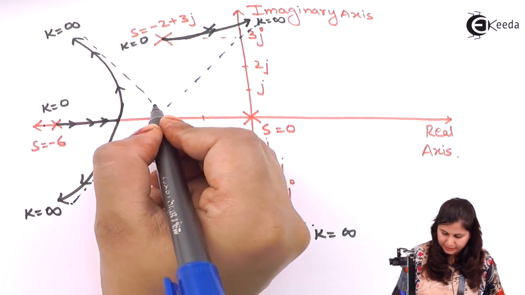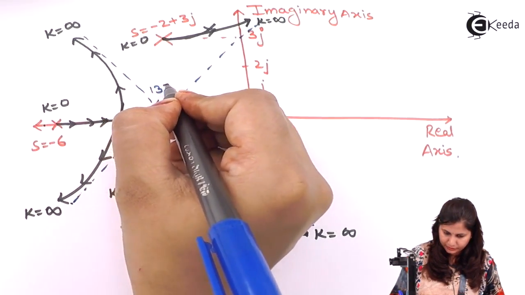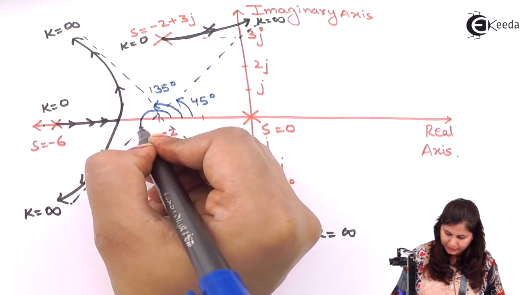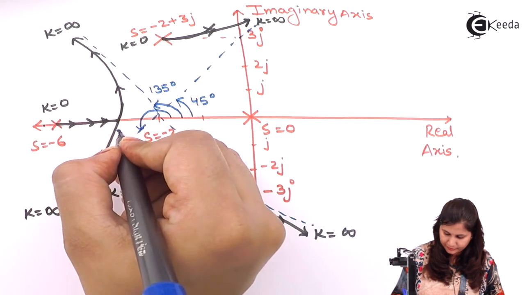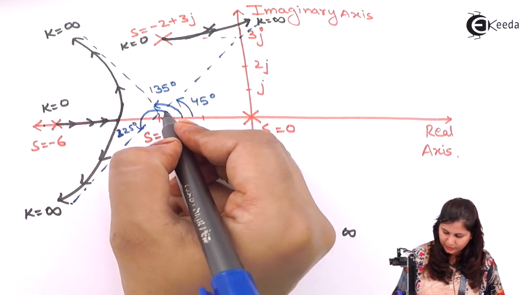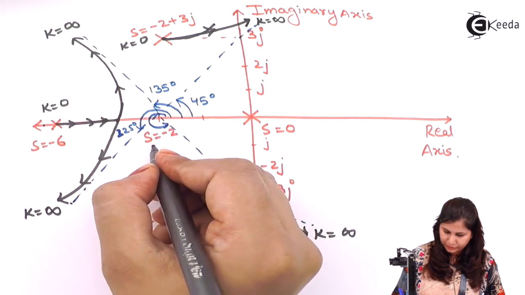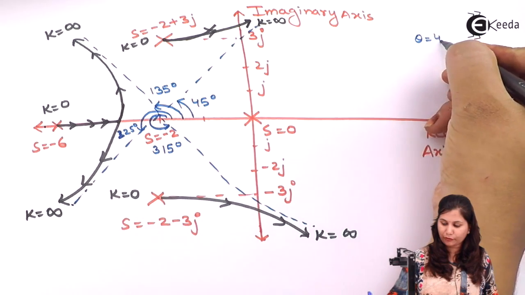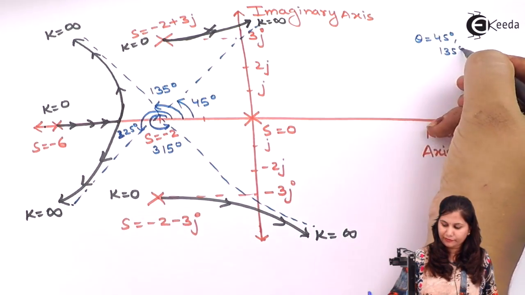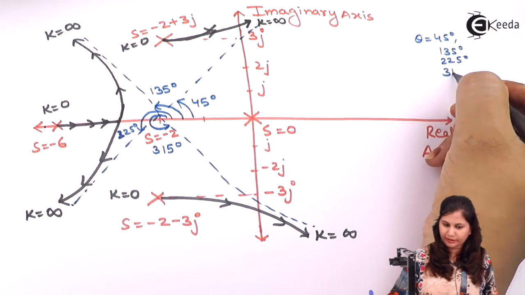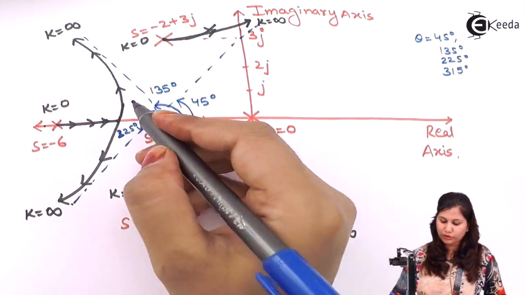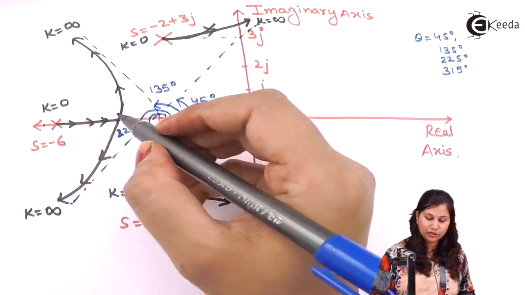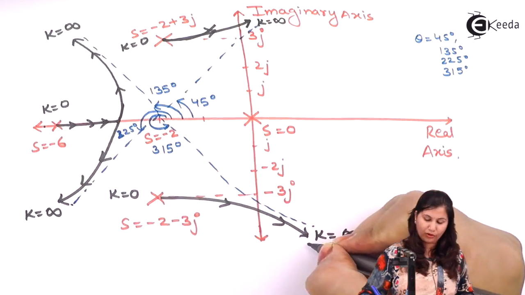These asymptotes are making the angle. This asymptote will make an angle 135 degrees. This will make an angle 45 degrees. This will make an angle 225 degrees. And this asymptote, it's going to make an angle 315 degrees. Because we were having values of theta: 45, 135, 225 and 315. So these are the 4 asymptotes, one for this, second for this branch, third for this branch, and fourth for this branch.